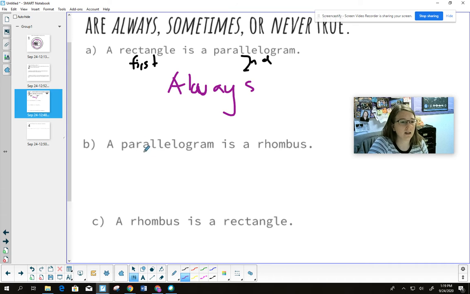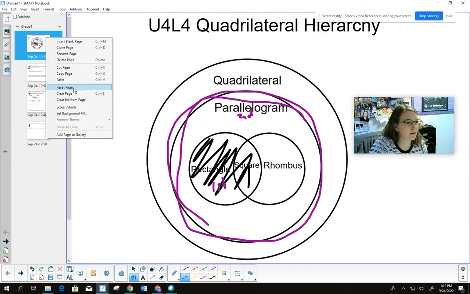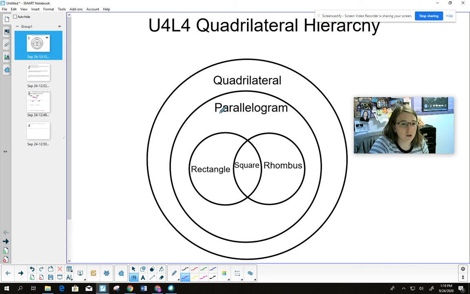Let's look at the second one. Here's our first shape, here's our second shape. We have parallelogram is a rhombus. We need to say always, sometimes, or never. So parallelogram is my first, rhombus is my second. Now this is confusing: is my first shape entirely inside my second?